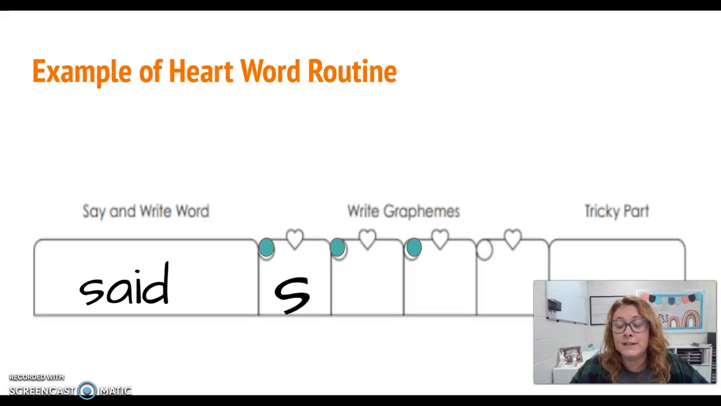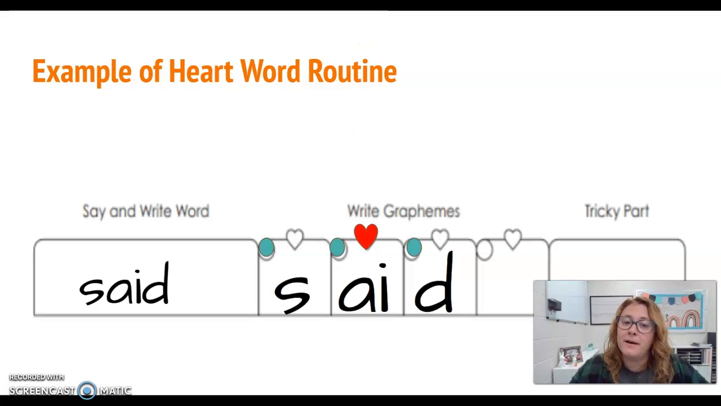I know that d, the last sound in the word, is also regular. But that vowel part is the tricky part. Instead, the e is represented by the letters AI. I'm going to add a heart above AI because that's the part that I need to learn by heart and remember. Everybody, what's our tricky part? You're right, the letters AI are the tricky part.